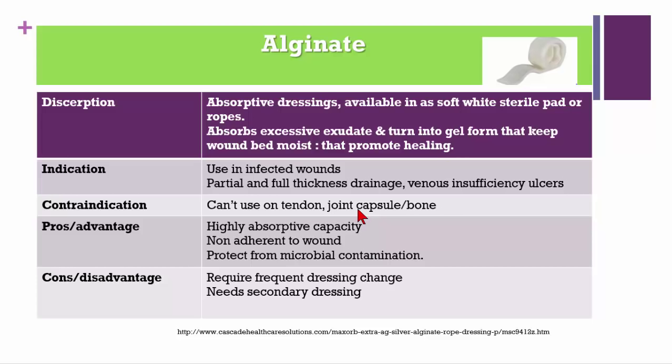Let's see the advantages or pros of alginate dressings. It has a highly absorptive capacity, is non-adherent to the wound, and protects from microbial contamination. And lastly, the disadvantages: it requires frequent dressing changes and needs a secondary dressing.